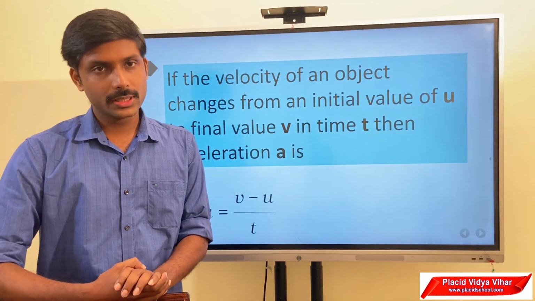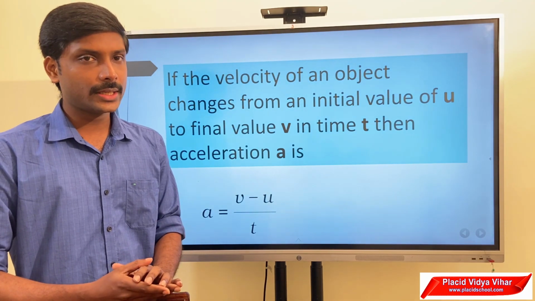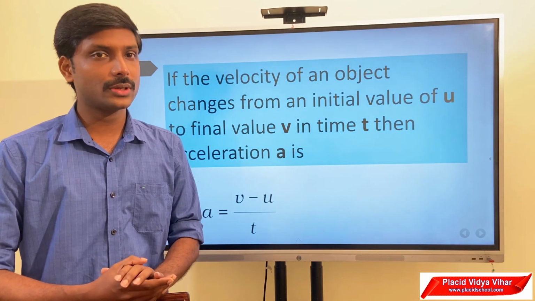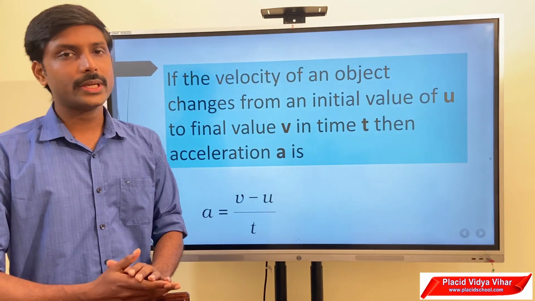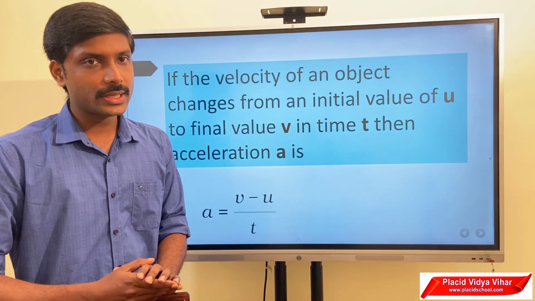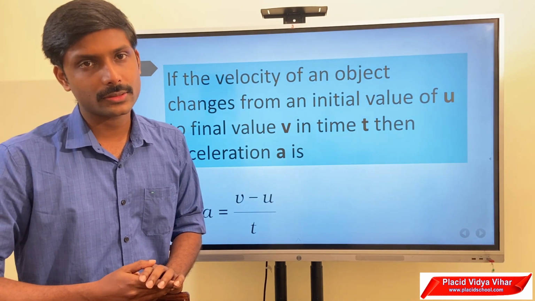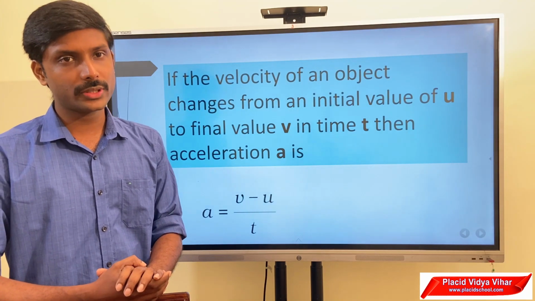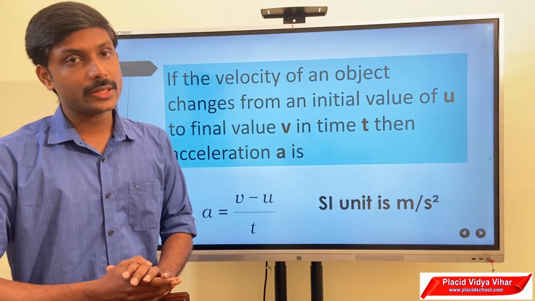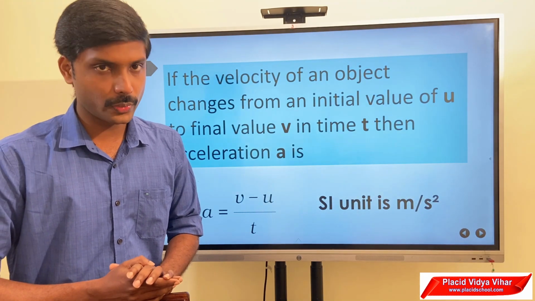As it is a physical quantity, you know that it should have a unit. Here we are taking in the numerator the difference of two velocities, which means that is also a velocity, and in the denominator we have time. So the unit of velocity is meter per second and the unit of time is second. So what will happen to the unit of acceleration? It will be meter per second square. The SI unit of acceleration is meter per second square.